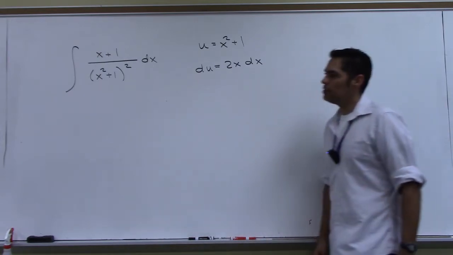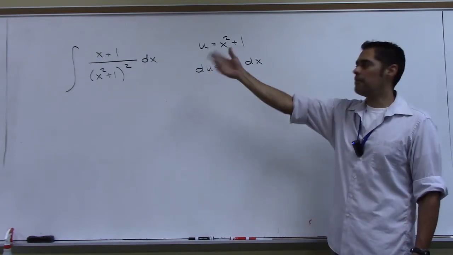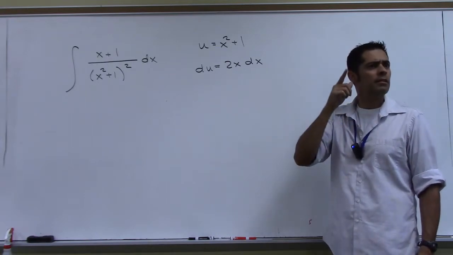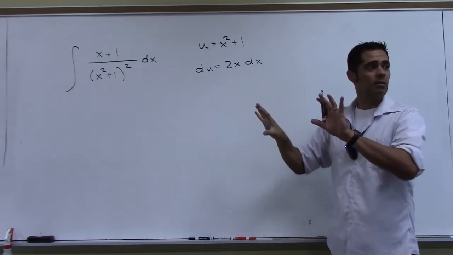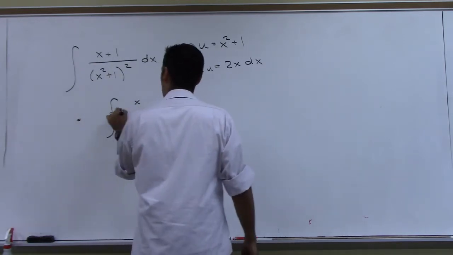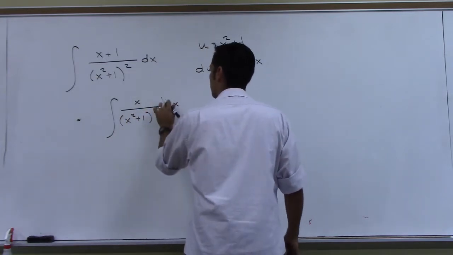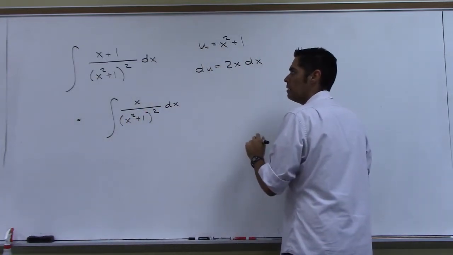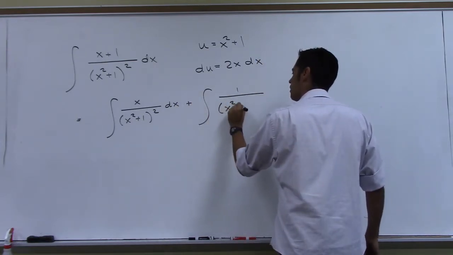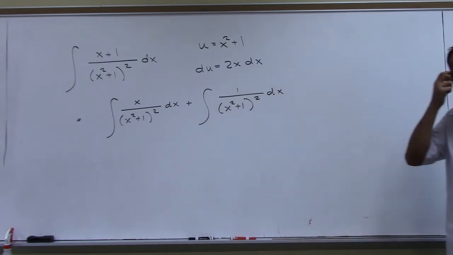Anyone have any ideas? I could divide this by 2, and then I would have x, and I'd be pretty close, right? Except for that plus 1. Can separate. Okay, you mean the two different integrals? So I could do this. I agree. We could do that. And then plus another integral, which would be 1 over x squared plus 1 squared dx. I could do that.